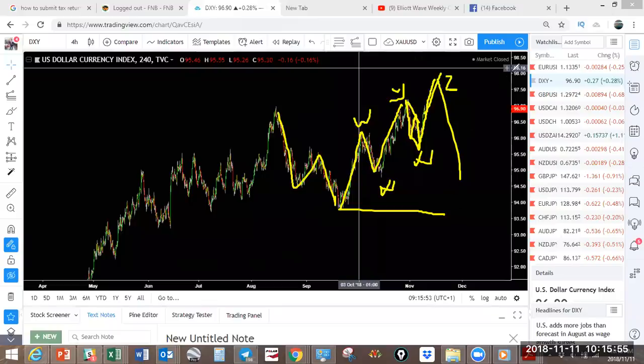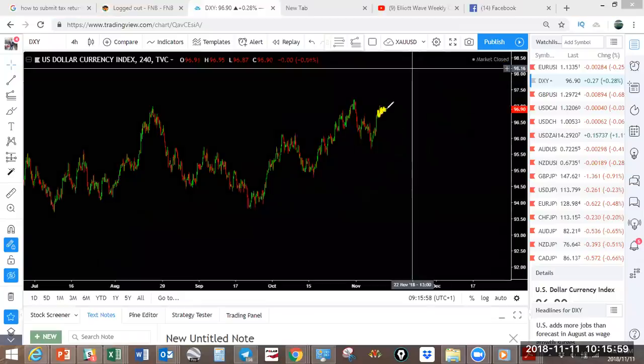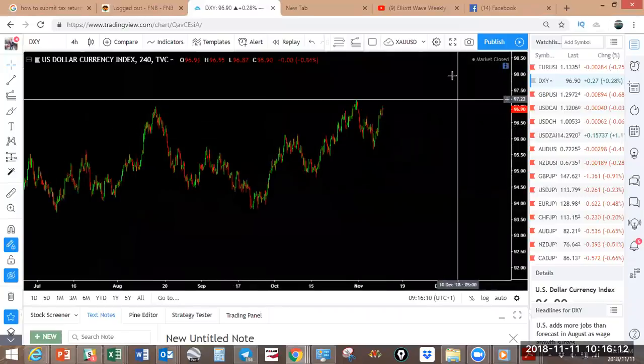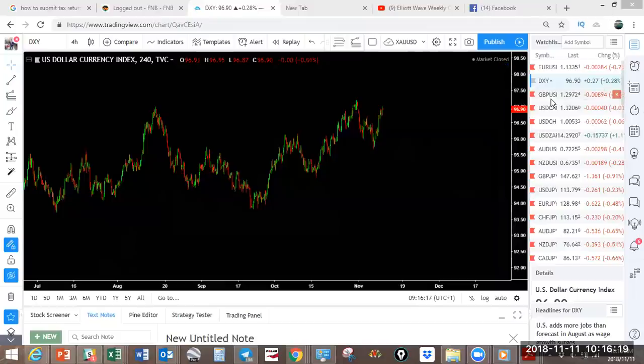For now, what is the next available move? The next available move is for this to correct here, confirmation for this to clear here, which is the same level as this. If we clear this level and correct, then we know that we're going to expose further upside. Then that will mean further dollar strength in the weeks ahead. Right, so that is the Euro US dollar and the DXY. Let's carry on with the rest of the US dollar pairs. Pound US dollar.